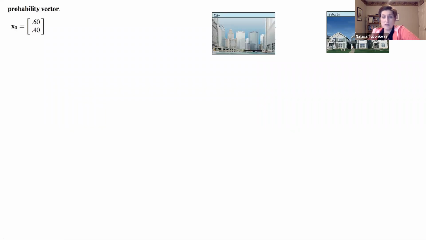Since there are only 2 regions, these are pretty short vectors. We sometimes call it the distribution of the population. There are a lot of different names, but it has to add up to 1.